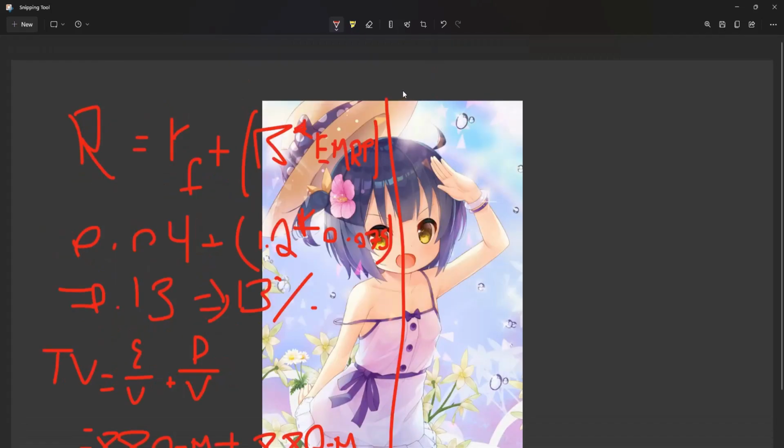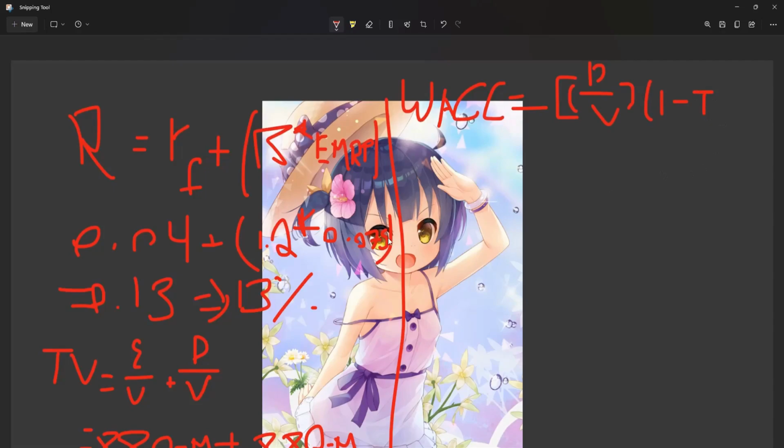To get WACC, I don't know why it's so fun to say WACC. The professor curses. He got me to do it. It'll be D/V multiplied by 1 minus TC, multiplied by our cost of debt. And then from here we add E/V and multiply it by our cost of equity.